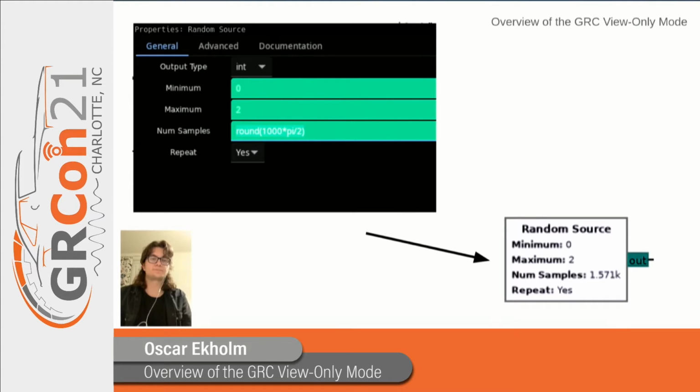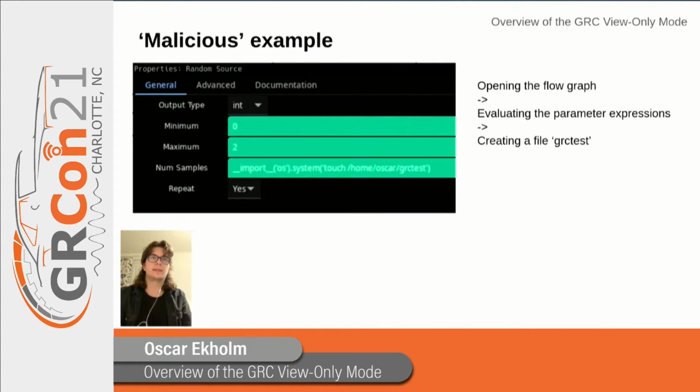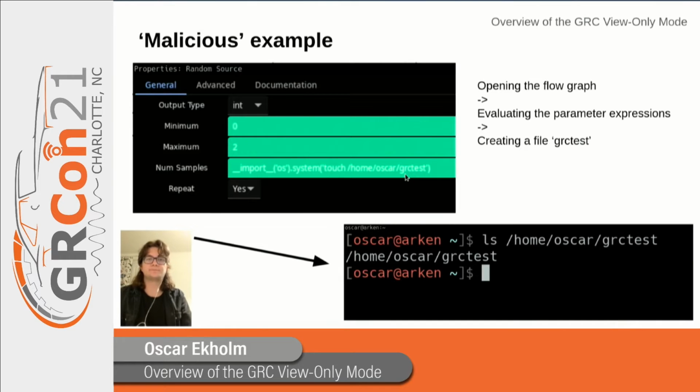So I want to show how we could embed some sort of malicious code in an expression. Let's take this expression, for example. I know it's sort of hard to read due to the colors, but it basically says import the OS module and then execute the command touch /home/oskar/grc_test to create this file grc_test in my home directory. This is executed once we load the flow graph. So we open the flow graph, the GRC will evaluate the expressions of the parameters, and thus a file grc_test is created in my home directory.